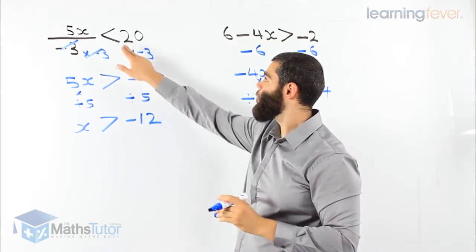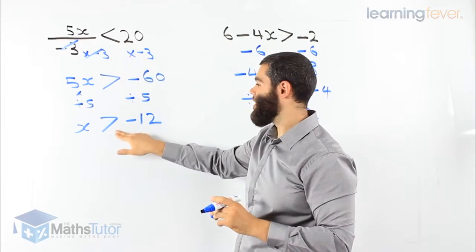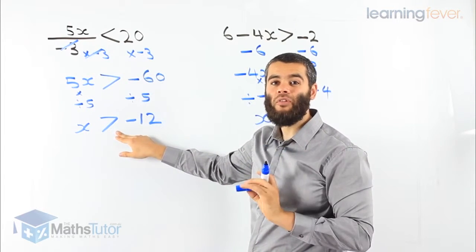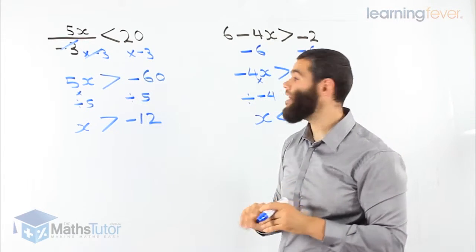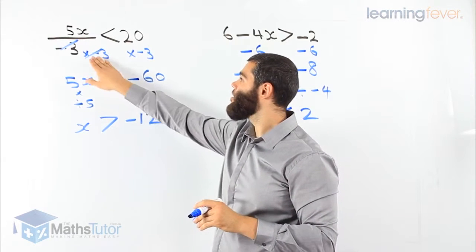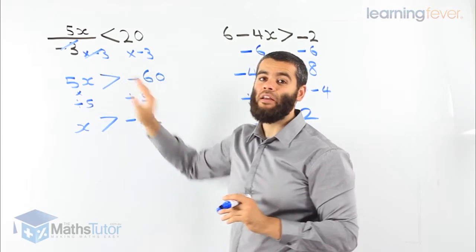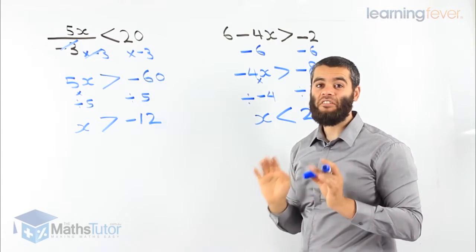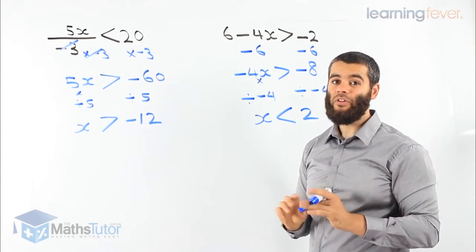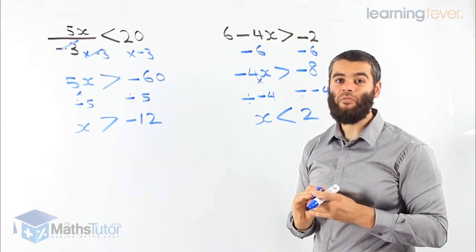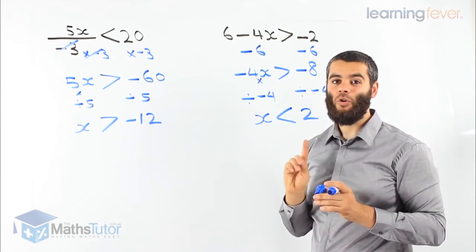So you notice it was a less than, it ended up being a greater than. When do we reverse? When we multiply or divide by a negative number. In this case, we multiplied by a negative 3. So we reverse the sign straight away. It's exactly the same as equations, except for that rule. Whenever you multiply or divide by a negative, we reverse the sign. Always remember that.